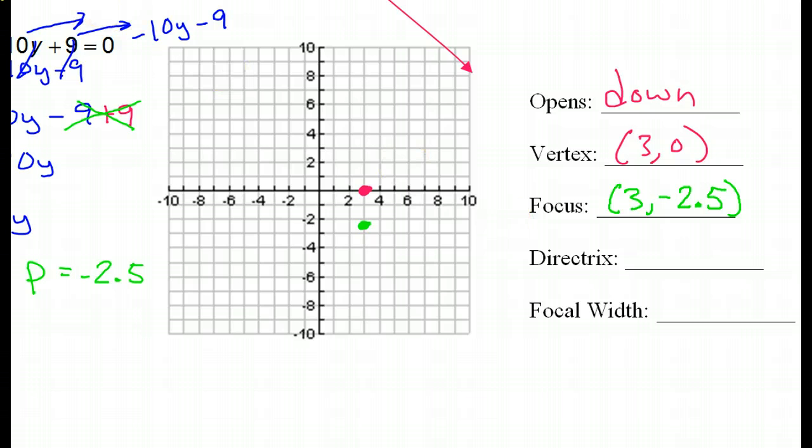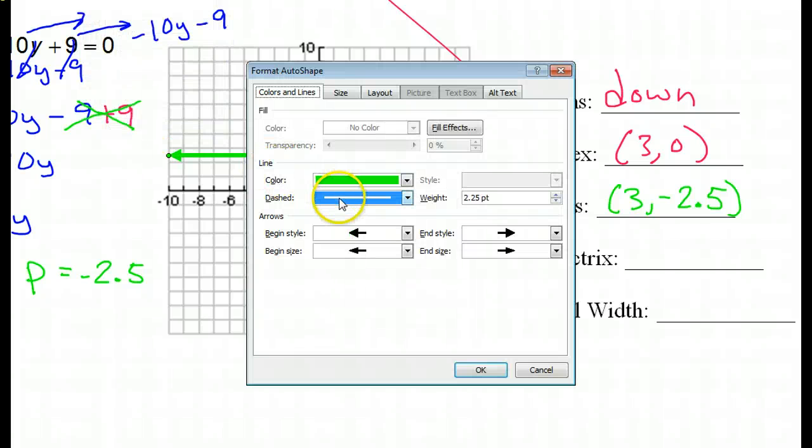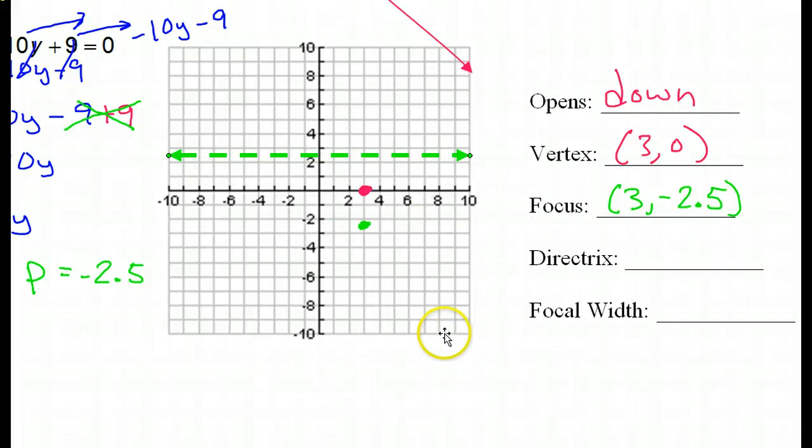Of course the directrix will be the same amount in the opposite direction. So it'll be 2.5 up, which puts it right here. Let's record that as well. The directrix is always going to be either y equals or x equals. Horizontal lines are always y equals a number. And that is 2.5. So y equals positive 2.5.